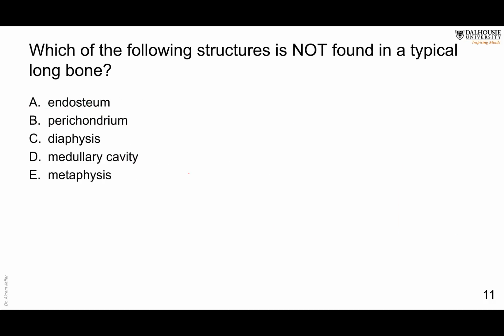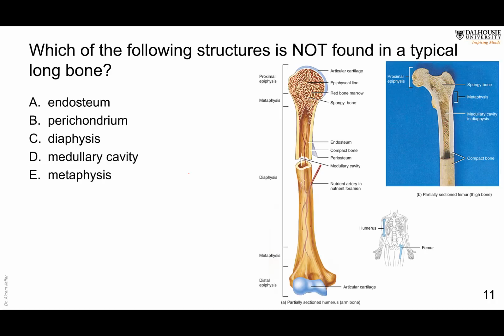Which of the following structures is not found in a typical long bone? A, the endosteum. The endosteum is the lining of the marrow cavity and it is present in all the bones. So it is present in the long bone.